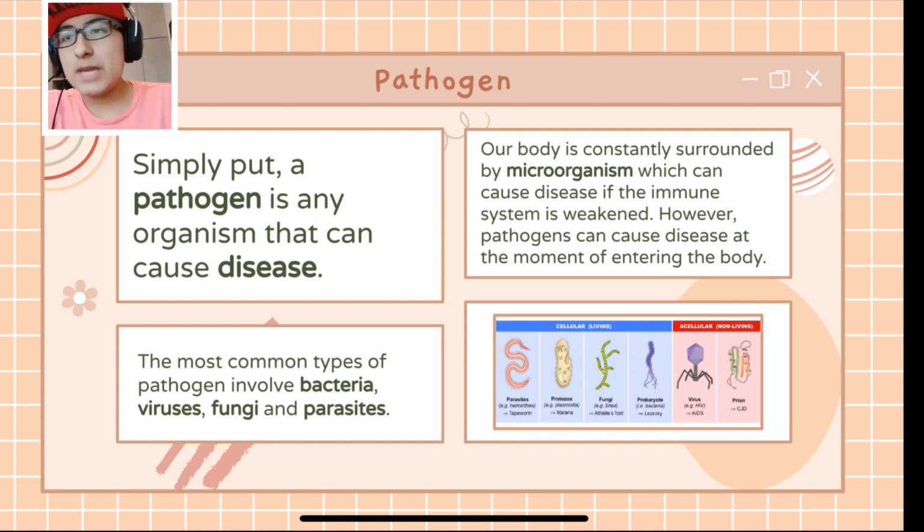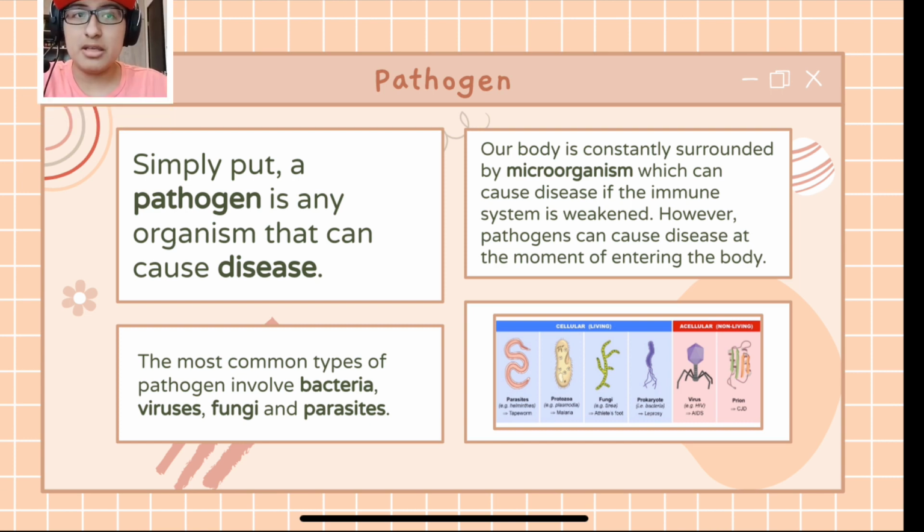The most common types of pathogen involve bacteria, fungi, viruses, and parasites. Here we have an image where each pathogen can be classified. For example, we have parasites, protozoa, fungi, prokaryote, viruses, and prion. They are divided into bicellular, living, and acellular, non-living.